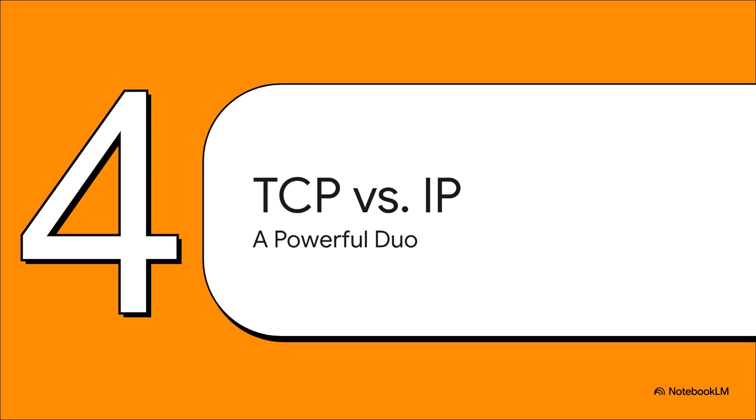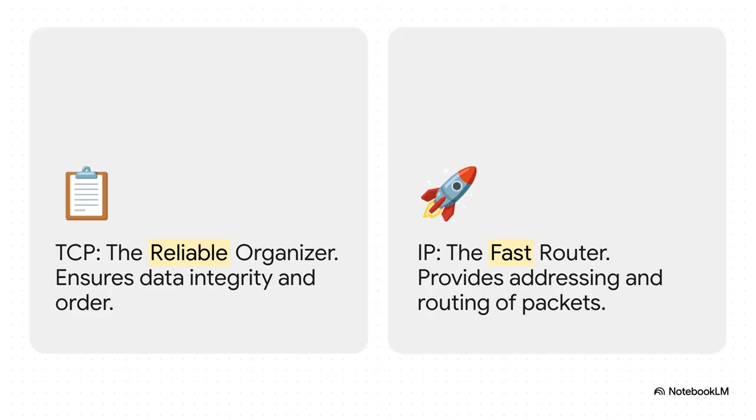So we've seen how all 4 layers work together in this beautiful stack. But let's zoom in on the 2 superstars that give the whole model its name, TCP and IP. Because even though they work as a team, they have totally different jobs. The best way to think about them is as 2 key employees in our digital post office.